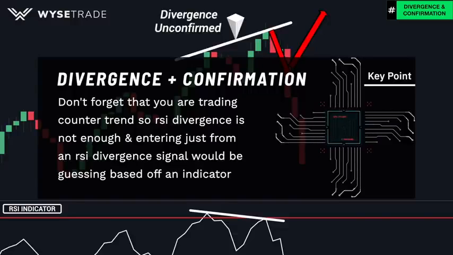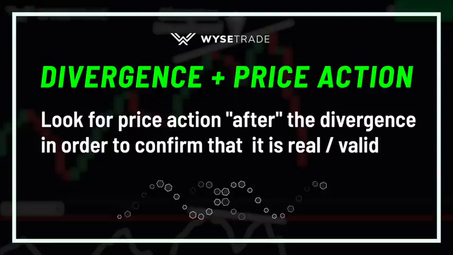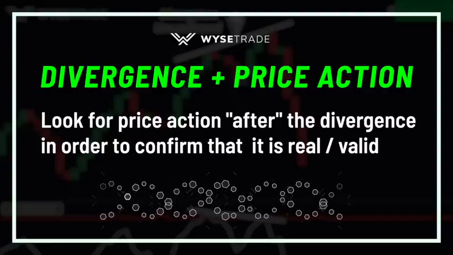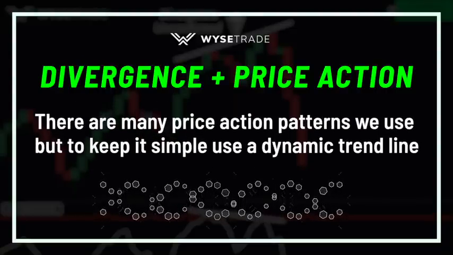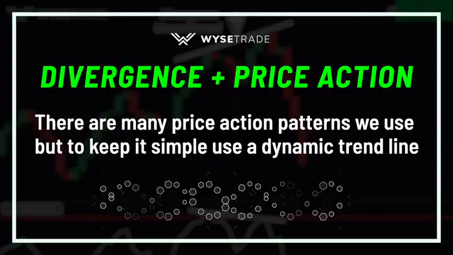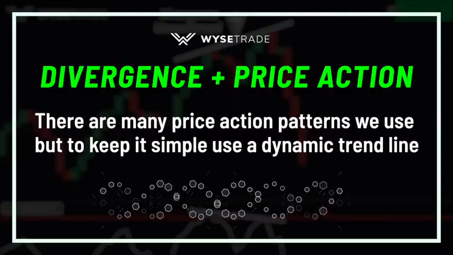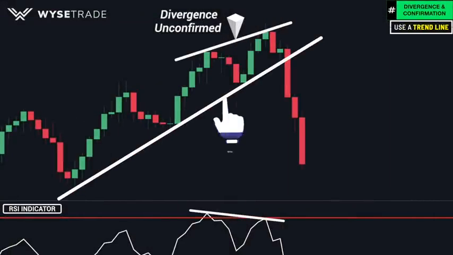So just an RSI divergence alone isn't enough, because that would be guessing based off an indicator. So what you need to do is combine RSI divergence with price action after it occurs in order to confirm that the reversal is real. Now there are many price action strategies we use in combination with divergence, but to keep things simple for this video, one great way to do this is to apply a dynamic trend line onto the immediate trend.